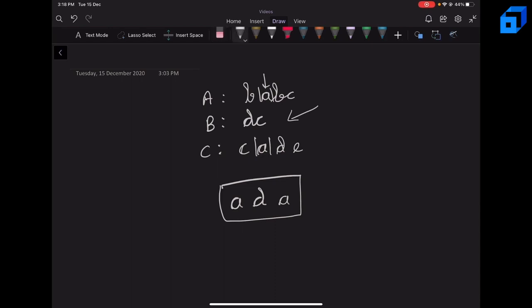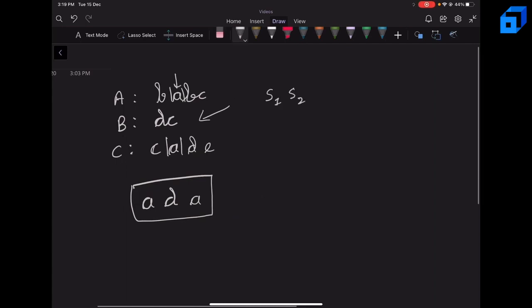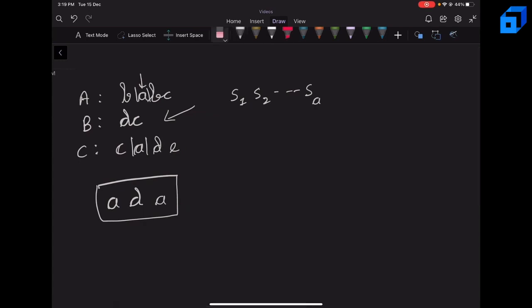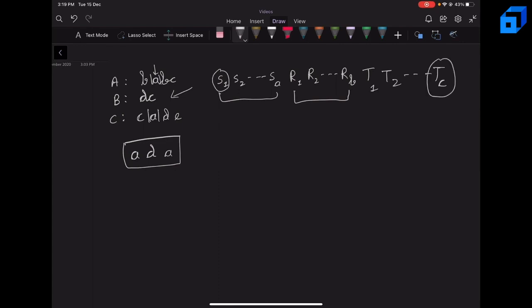Well, it turns out we cannot get a palindrome if A and C do not have a common character, because let's say we select some characters S1, S2 and so on, SA from A, and then some characters R1, R2 and so on up till RB from B. So these are the substrings which we choose from A. This is the substring which we chose from B. Now let's say we select some substring from C as well, T1, T2 and so on up till TC. Now for this to be a palindrome, S1 should be equal to TC. That means the first character of A and the last character of C should match. But if they match, that means we have a common character.